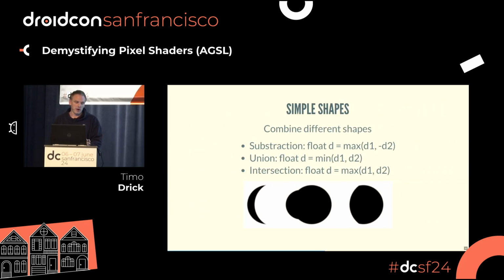We can also combine then different shapes. For example, we could subtract 2 shapes from each other using the maximum. So therefore, we provide the distance of one shape, and then the minus the distance of the other shape, and then it will subtract the second shape from the first one. When we want to have a union of two shapes, we can just use the minimum of both distances. And an intersection would be the maximum of both distances without a minus.